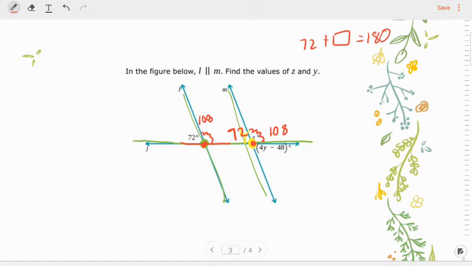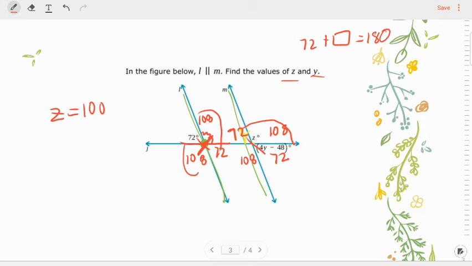Remember from our last problem, we've got that alternating thing going on, or those vertical angles. These diagonals are equal to each other. So since this angle is 108, this angle is 108. Because this angle is 72, this angle is 72, and because this angle's 108, this angle's 108. Let's answer for Z and for Y. Z, which is in this angle right here, just says Z and then 108. So I have Z is equal to 108.